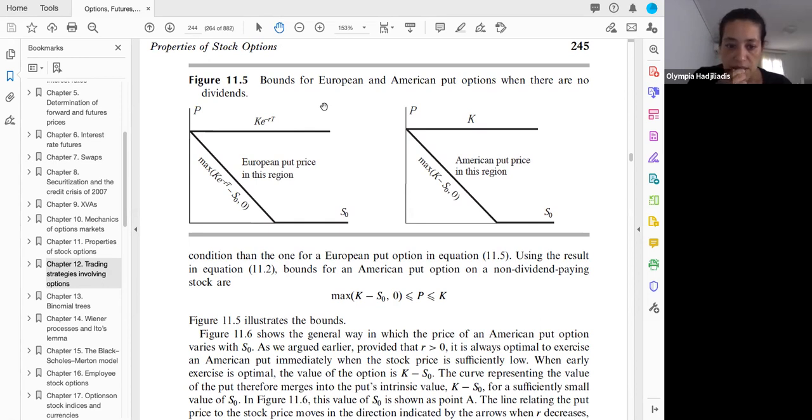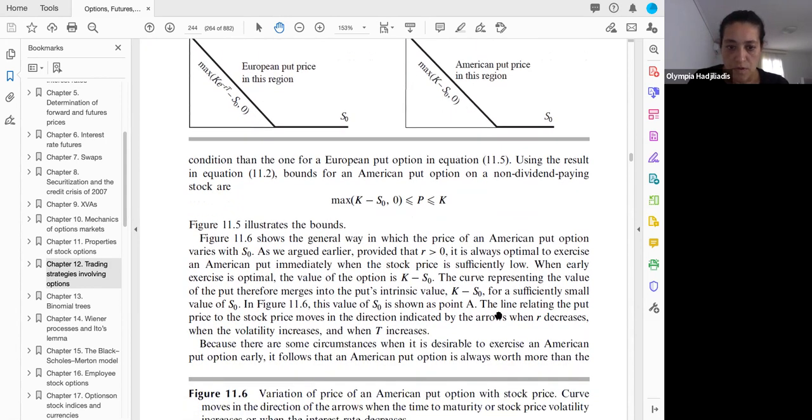So in the figure, this is P. The European put price is in this region. This is the maximum of K e to the minus RT minus S0 and 0. This is K e to the minus RT. So this is the European put price, which is in this region. And the American put price is in this region, which is the max of K minus S0 and 0. And so this is K, this is the max of K minus S0 with respect to S0. And this is the American put price, which is in this region.